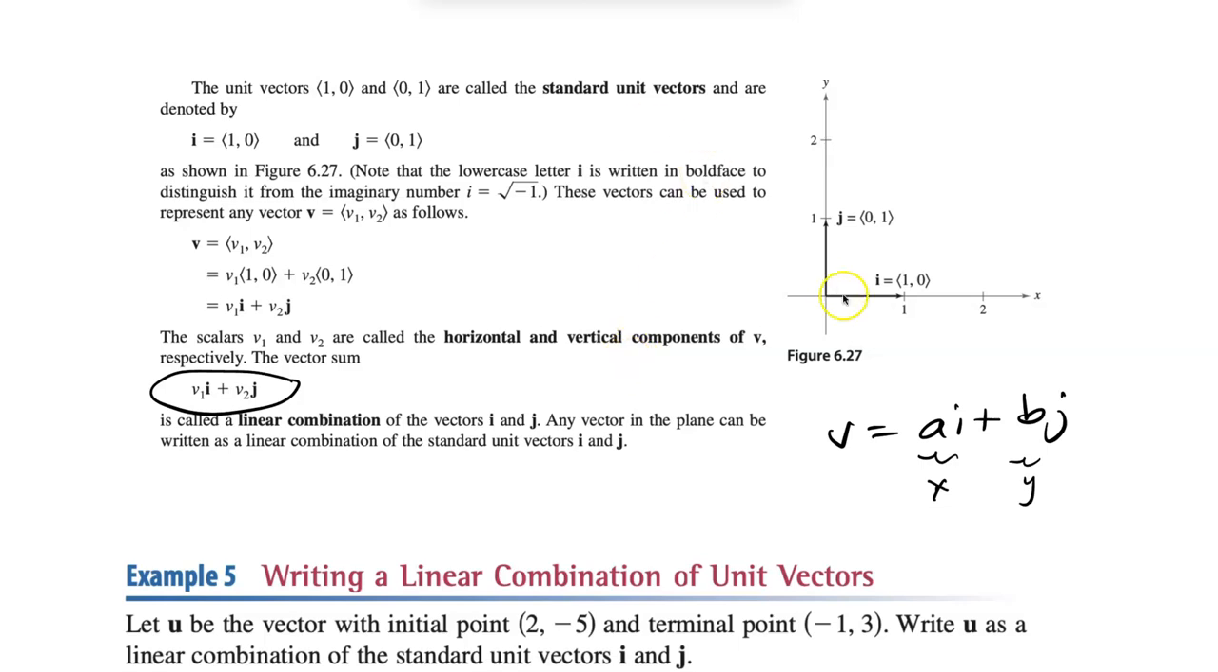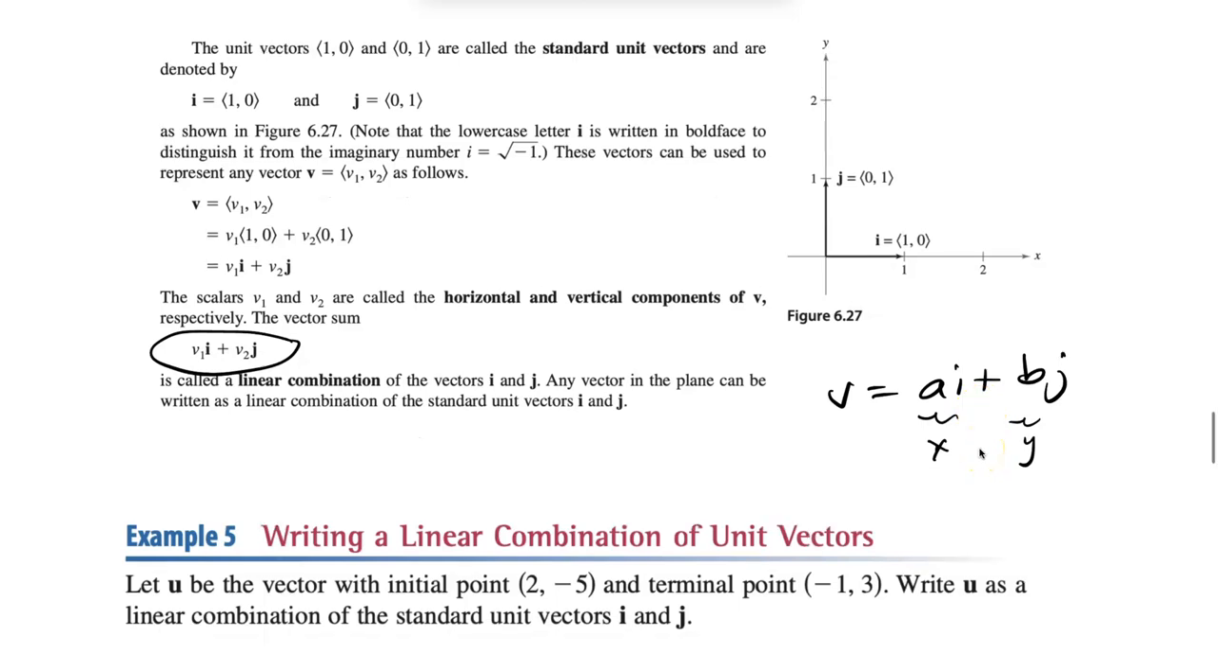And all it is, i means the unit vector going left and right, the x value, and then j means the unit vector going up and down, the y value. So a lot of times we'll write a vector like this because it's a little easier to write.